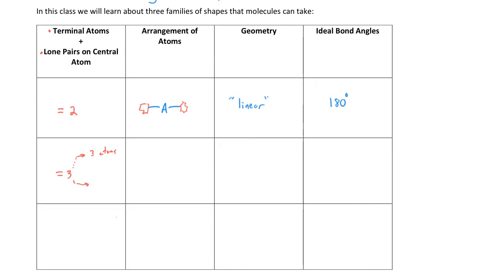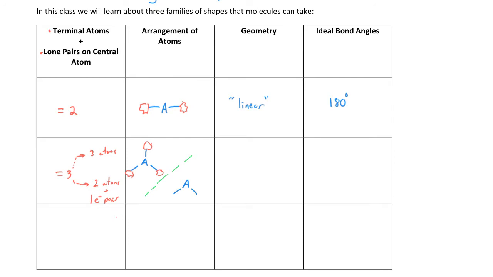We could have three atoms connected to the central atom, or we could have two atoms and one set of lone pair electrons attached to the central atom. Now, this leads to two different names for different shapes. So if we had three atoms connected to A, like I've shown here, that's one type of shape.